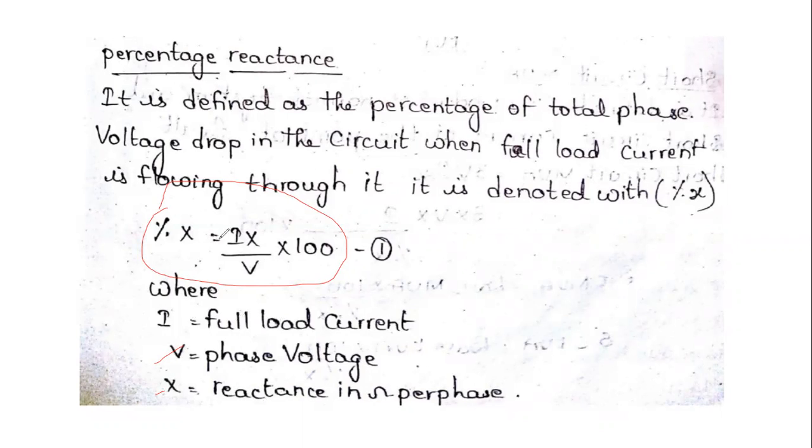The percentage reactance is defined as the percentage of total phase voltage drops in the circuit when full load current is flowing through it. It is denoted by percentage X. Therefore percentage X is equal to Ix by V into 100, where I is the full load current, V is the phase voltage and X is the reactance. This is the formula for percentage reactance.